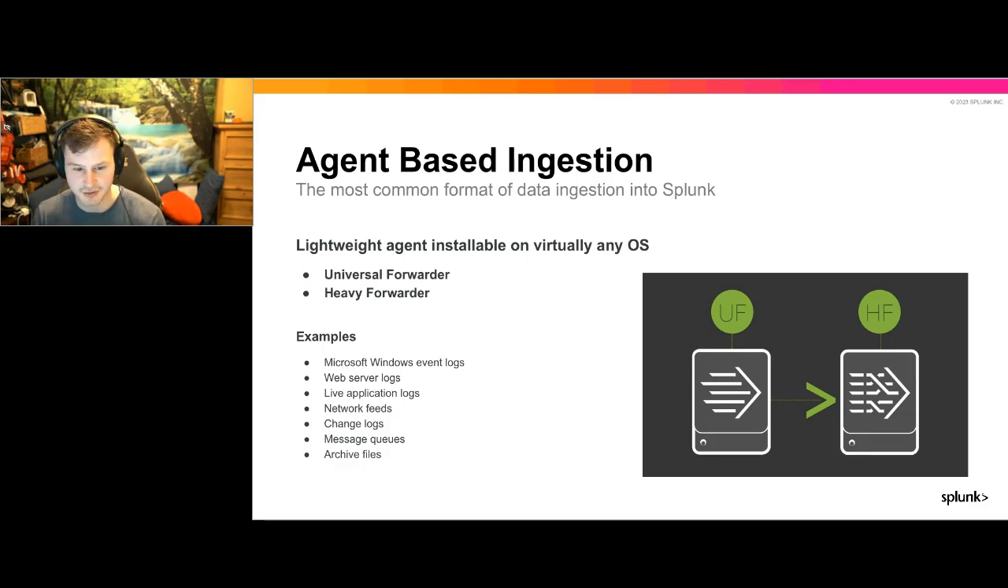Examples of agent-based ingestion would be things like Windows Event Log, web servers, live application logs. Again, anything wherein I'm able to get an agent on the system, and from there able to grab the logging that I'm looking to push up into Splunk. Key thing to know about agent-based ingestion, very lightweight device. The universal forwarder is only going to be doing network operations on top of the data, no transformations, no changes to the data itself.